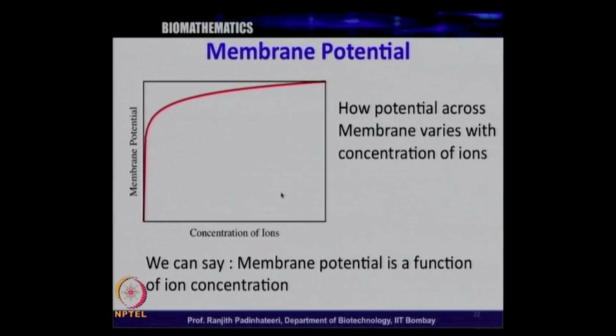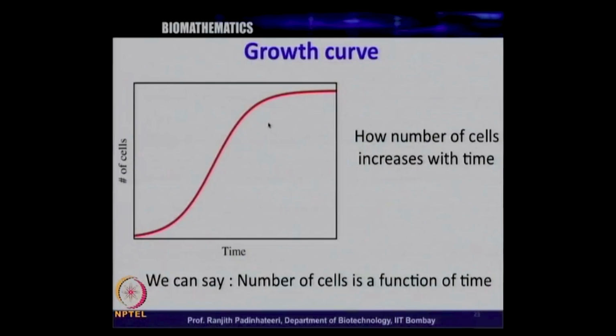So, this is the idea of a function. Let us look at the next example of a growth curve again. In the growth curve, we saw that as time goes on, the number of cells increases. If you look at this graph, the number of cells again increases as a function of time. How does the number of cells increase with time? They can increase in different ways: linearly, logarithmically, or exponentially.